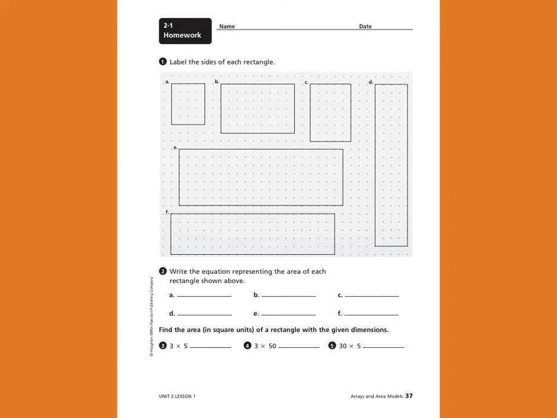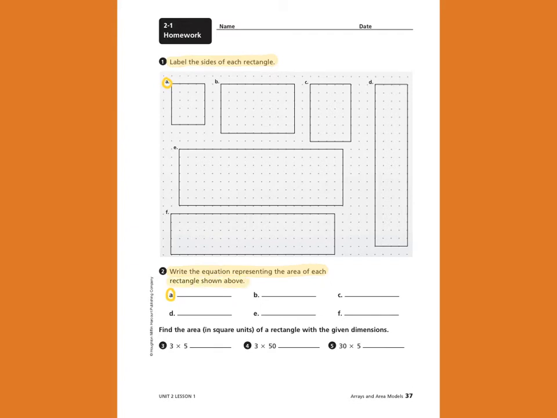Today, instead of working on your practice book pages, I'm going to be asking you to work on your homework pages, and I want to show you an example of the first one. You are welcome to get your homework packet out and do this with me, or you can just listen. So, numbers 1 and 2 are connected in that A up here is connected to A down here. Your first directions say, please label the sides of each rectangle. And the second directions say, write an equation representing the area of the rectangle shown.